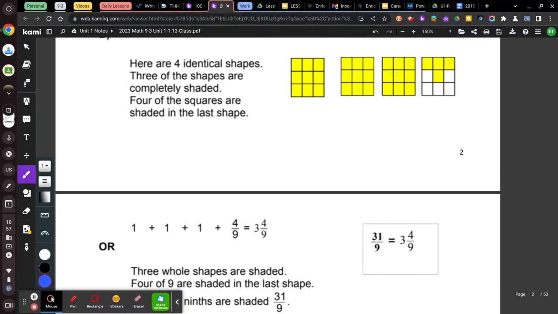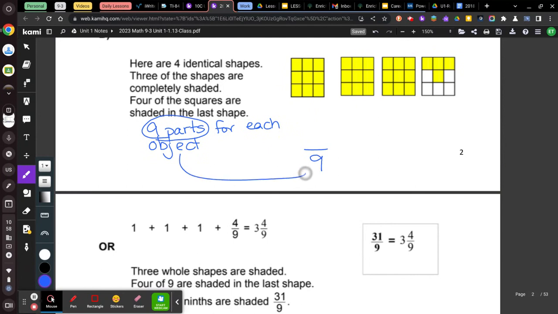So here's our example. It's continued on the top of page 3. So the bottom of page 2 here, it says we have 4 identical shapes. These guys are now divided into 9 parts. So there are 9 parts for each object. Okay? So that means 9 is the bottom of my fraction. So 9 parts for each. That becomes the bottom.